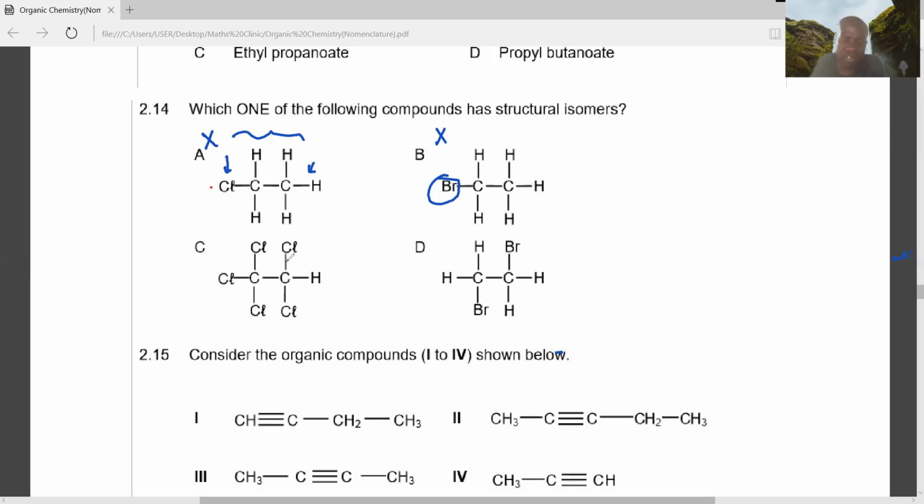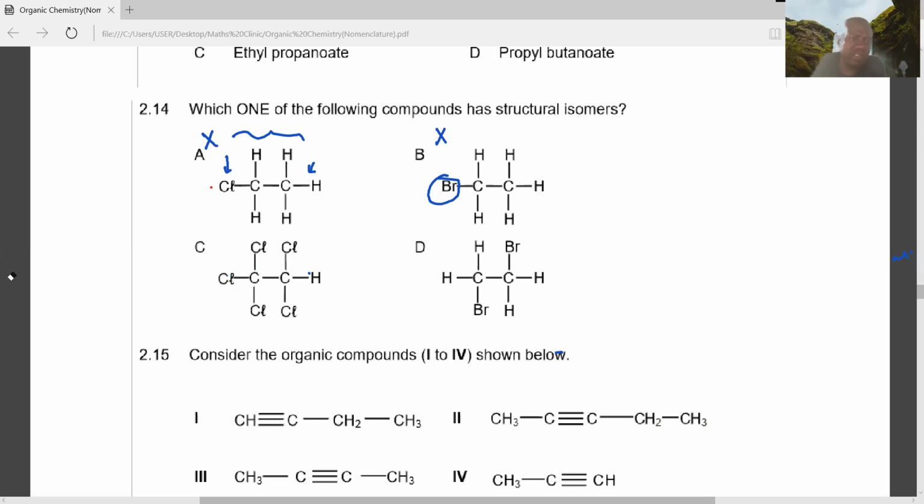But let's look at this one. Guys, still it will not change, because if we move this chlorine to this side, the naming will still be the same. Because this will just be 1,1,2, then tetra. Is it tetra? Yes, tetra, 1, 2, 3, 4, 5, pent. So now you see, this will not even have any structural isomer.